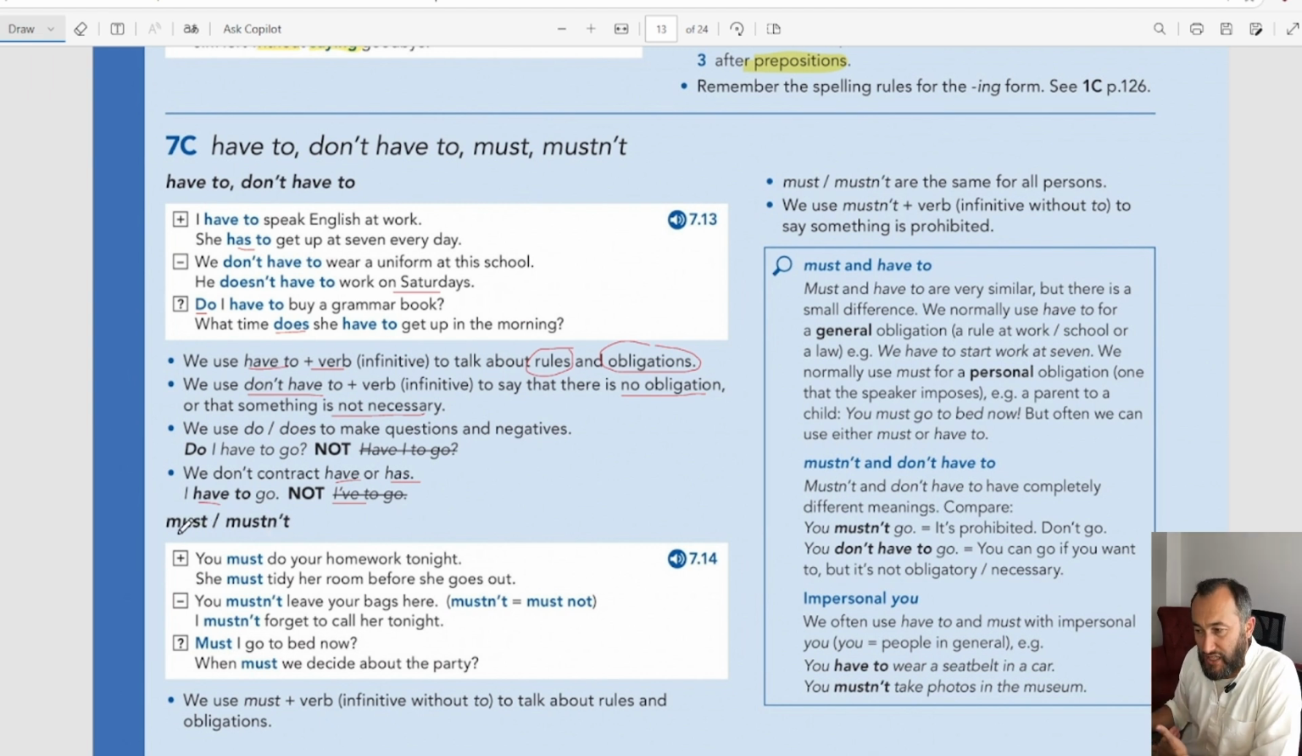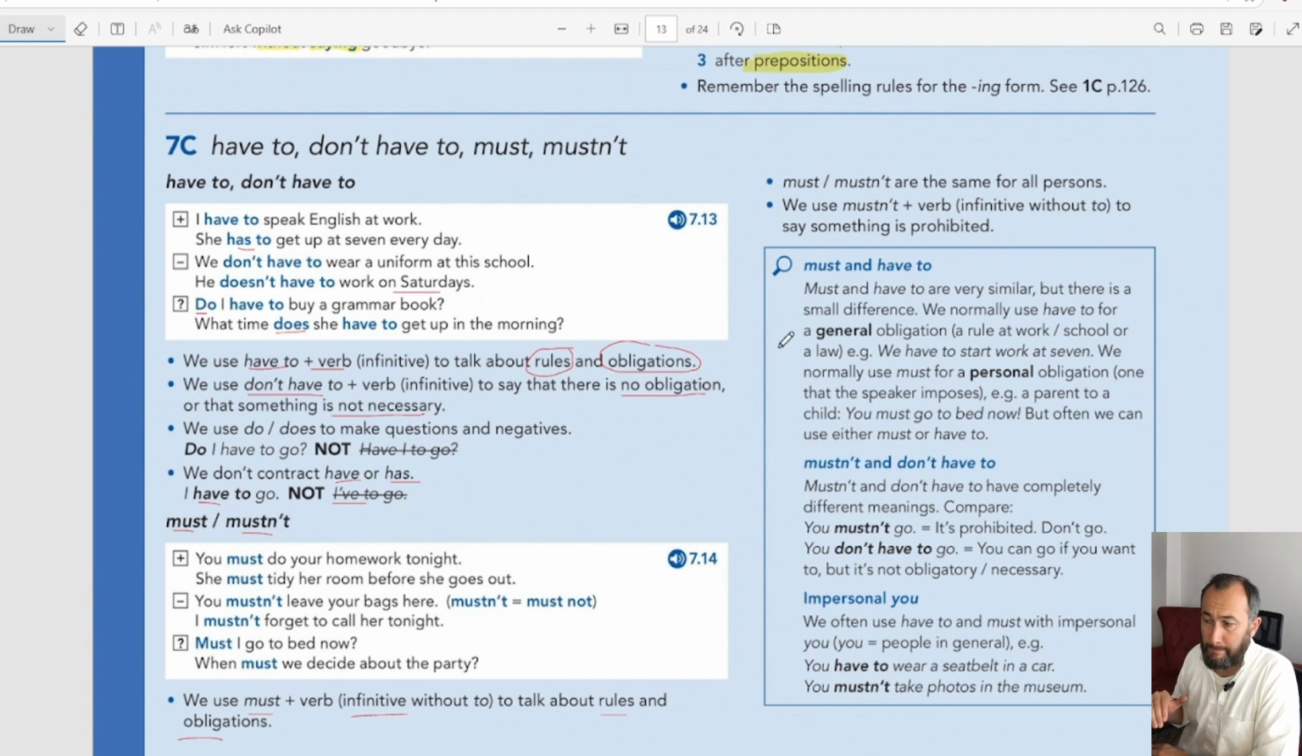Right, what about must and mustn't? So we use must, and then after that we use infinitive, because must is modal verb, to talk about rules and obligations. Again, they're talking about this. Obviously, in the higher level, intermediate level, upper intermediate, we explained it as personal necessity, which is fine. So you must do your homework tonight. You see, you must. She must tidy her room before she goes out.